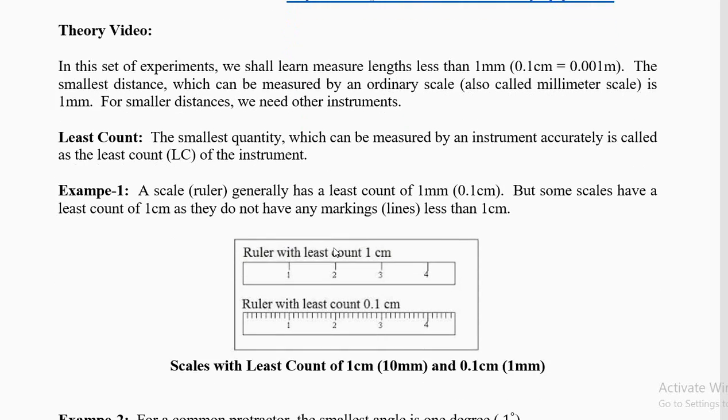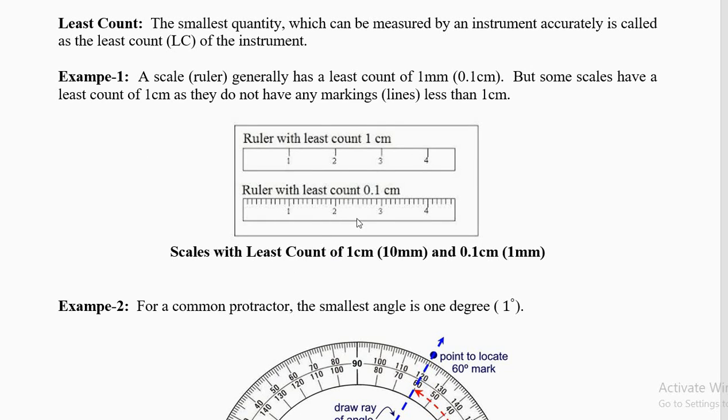Now we'll start with the example of a scale, which is easy to understand, then we'll move over to other things. You have a picture of two scales here. In the first scale, the lines are marked 1 centimeter, 2 centimeters, and 3 centimeters. In the second scale, you have 1 centimeter, 2 centimeters, but each centimeter is divided into 10 lines. 1 centimeter is equal to 10 millimeters, so the least count is 0.1 centimeter or 1 millimeter. One line is 1 millimeter. In the first scale, one line is 1 centimeter.